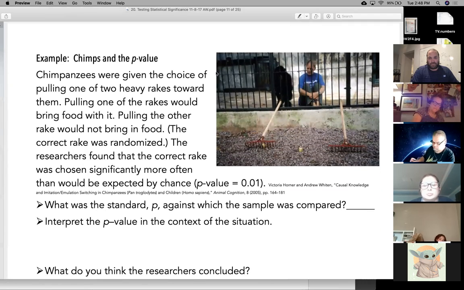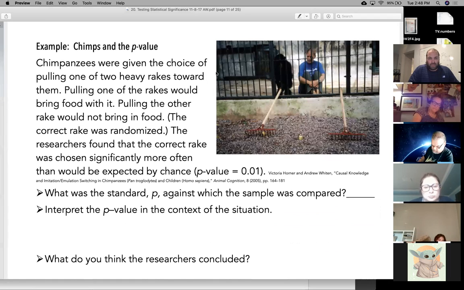Let's try another one. Hopefully this is a better example. Chimpanzees were given the choice of pulling one of the two heavy rakes toward them. Pulling one of the rakes would bring food with it, and pulling the other would not. The correct rake was randomized. It wasn't always the same one. The researchers found that the correct rake was chosen significantly more often than would be expected by chance. In this particular experiment, they had a p-value of 0.01, which is less than 0.05, the standard cutoff.